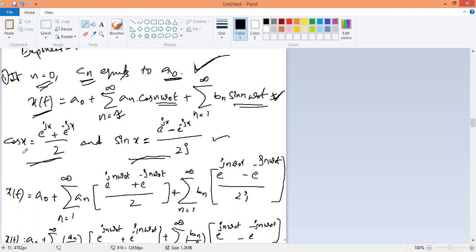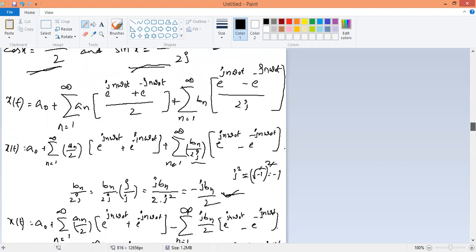Let x be the value. The complex exponential form of cos x is (e power jx plus e power minus jx) by 2. Next, the complex exponential form of sin x is (e power jx minus e power minus jx) by 2j. These are the complex exponential forms of the cos and sin terms. Next, substitute the values. Instead of cos, substitute the exponential values. Instead of sin, substitute the exponential values.